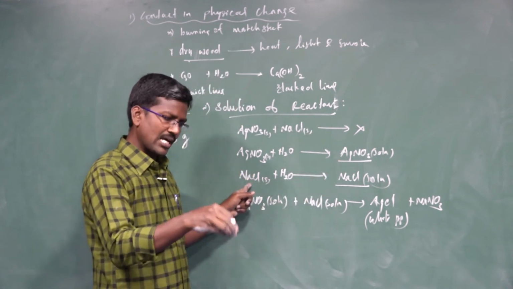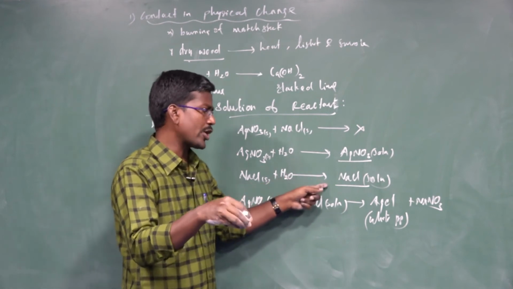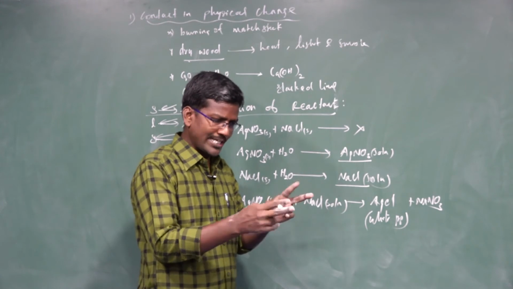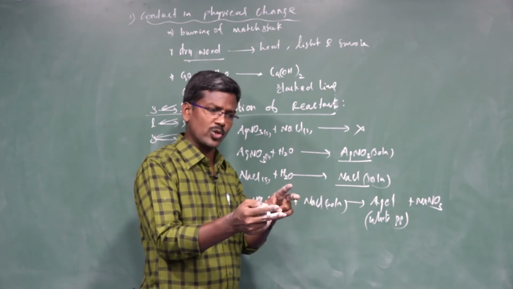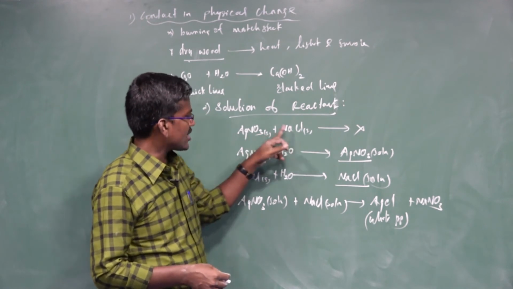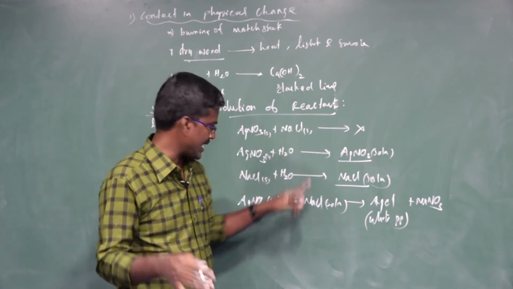Then sodium chloride is dissolved in water to form a sodium chloride solution. The sodium chloride solution is placed in another test tube. The two test tubes contain silver nitrate and sodium chloride, which are mixed with each other. Solid forms of silver nitrate and sodium chloride do not react with each other.